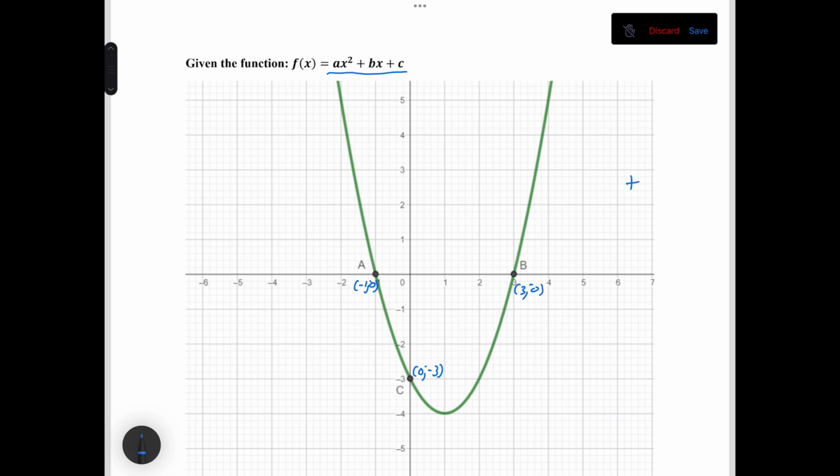Right. So this is a positive graph, and we'll do some more analyzing later. So let's determine the equation of the function. Let's write down the points that we do have: two x-intercepts cutting the x-axis and the one y-intercept. Right. So there's a formula that we can use to find the equation.